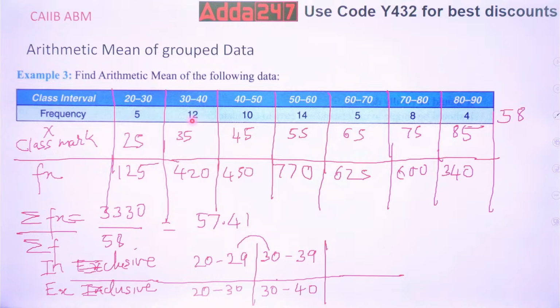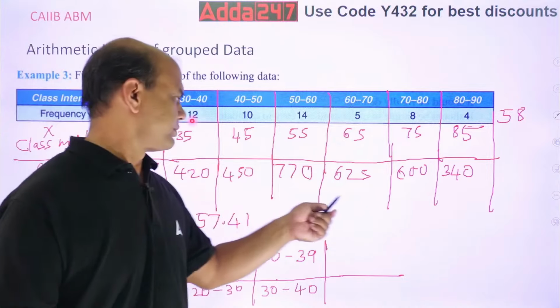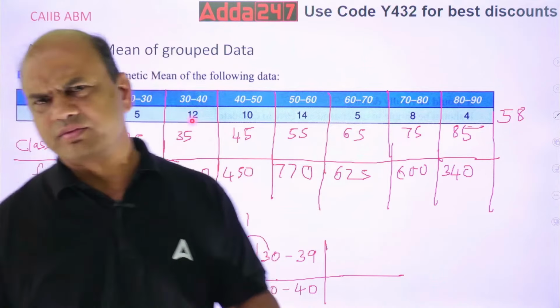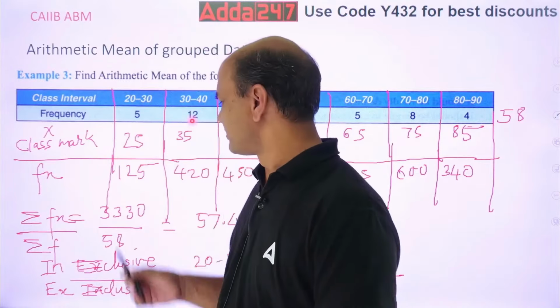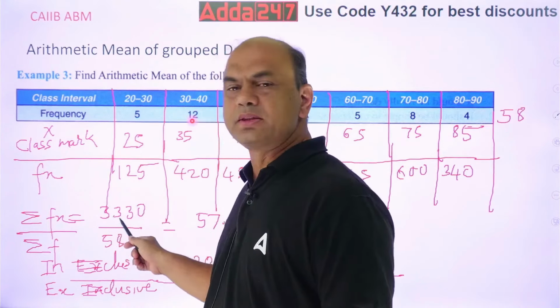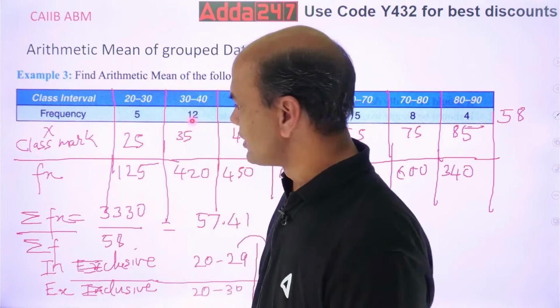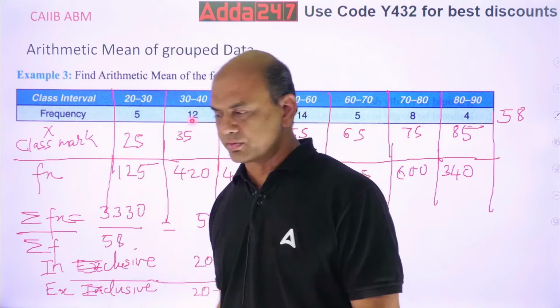Are you getting it? Now add it. If you got the answer, add it. Comment section, everyone. So 125 plus 420 plus 450 plus 770 plus 625 plus 600 plus 340. All the additions over here. Do it. Now it's simple. This total comes out to be 3330. Are you getting it?